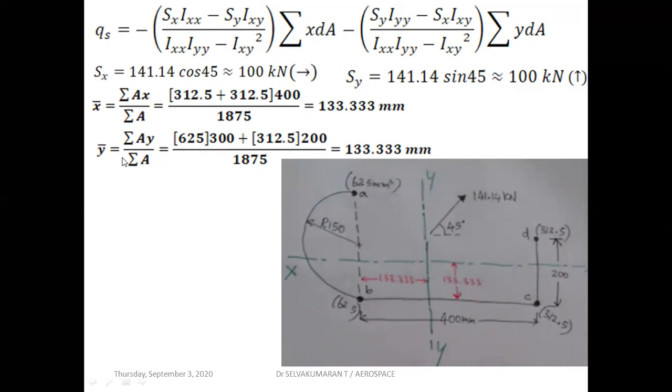Then y bar is sigma a y divided by sigma a. Let B be the reference. This is 625 into 300, area into y distance, plus 312.5 into 200, divided by the sum of all the areas, which gives you 133.33 millimeter for y bar, the location of the x axis above stringer B. Hence we have located the centroid.